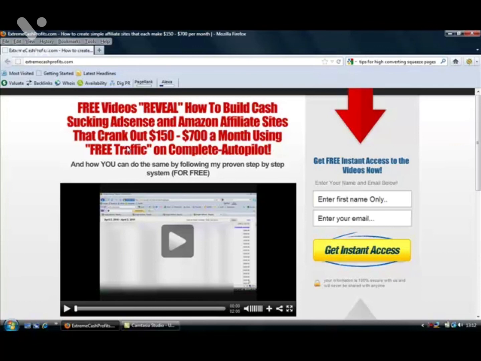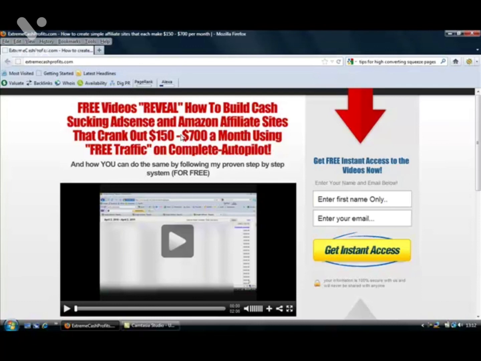Tip 3, use numbers in your headline. As you can see, I've used the numbers here to show the type of results that you can get for each affiliate site that you build. So numbers is a massive one. Okay, always include numbers in your headline if you can, that is, if it's relevant.